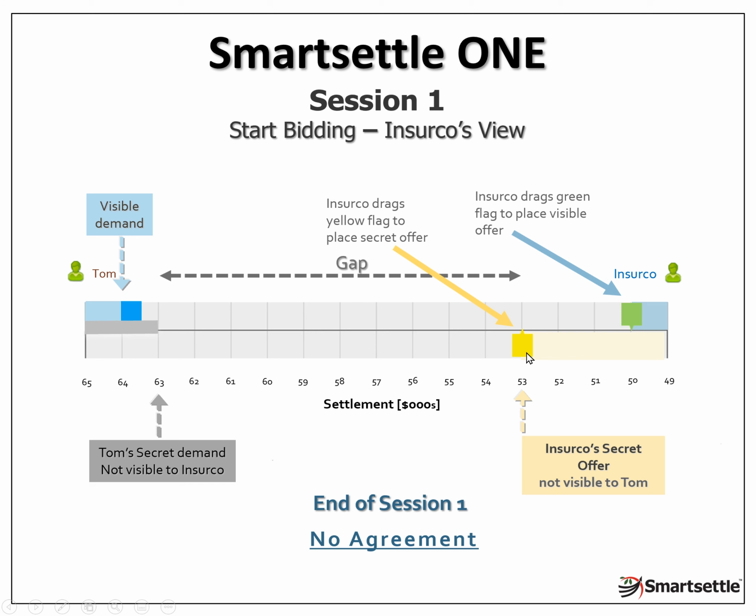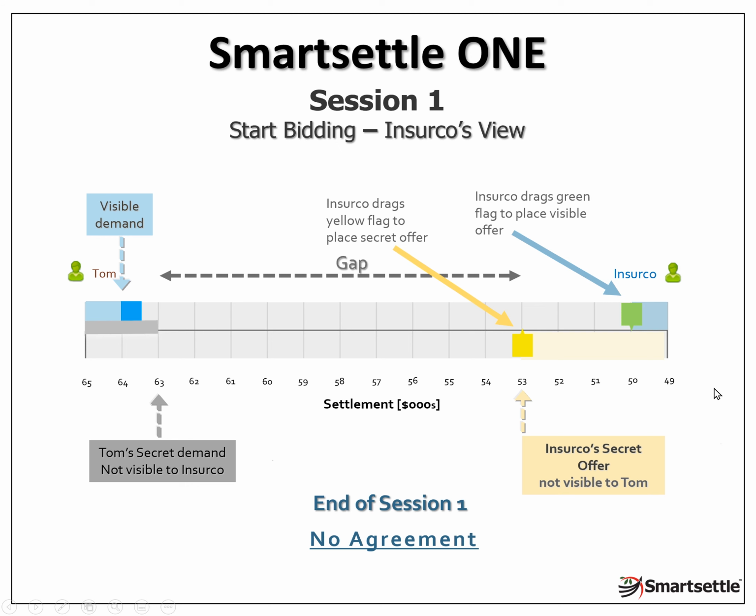But this yellow flag is the real key to this system, because here he's moved it to say he's prepared to accept any figure up to 53,000 and no more, his top line at the present time. But Tom doesn't see that. He doesn't know what's there. He himself has made a secret acceptance down to 63,000. So you can see there is a gap of 10,000. By the way, this is shown in grey here only for your purpose, so you can see what's happening from the insurance company's perspective. When looking at it, they only see the open visual offers.